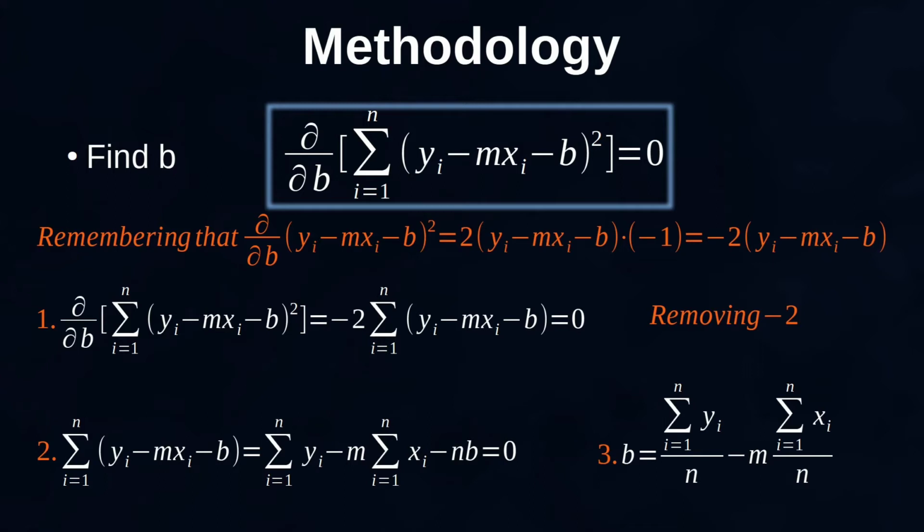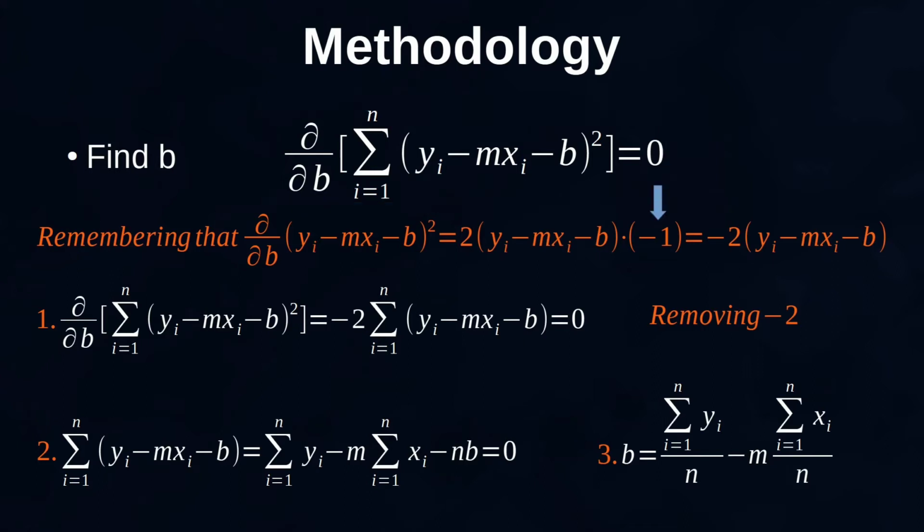We can do the derivative with respect to b, remembering that the derivative of a quadratic function is 2 multiplied by the function multiplied by the derivative of the function. In this case, for a generic point i, looking at the orange text, you can see that the derivative of the terms within the brackets is simply minus 1, because y and mx do not have terms in b, and the derivative of minus b with respect to b is simply minus 1.